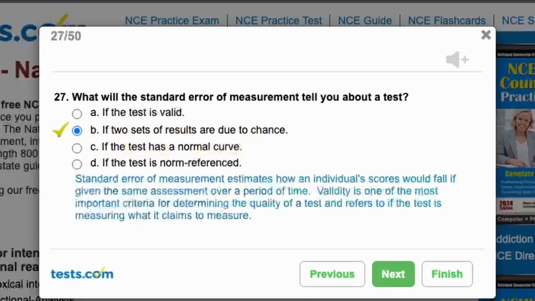B. Standard error of measurement estimates how an individual's scores would fall if given the same assessment over a period of time. Validity is one of the most important criteria for determining the quality of a test, and refers to if the test is measuring what it claims to measure.